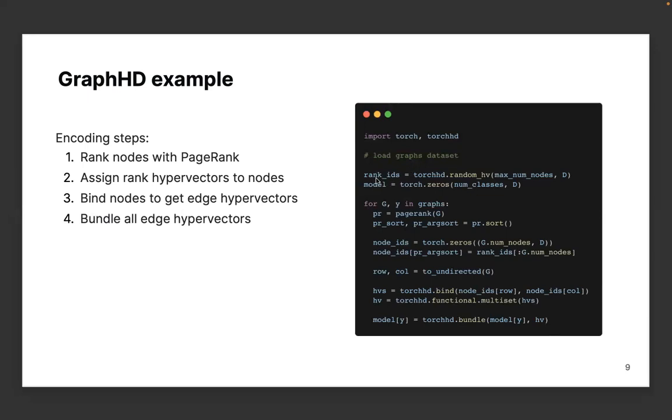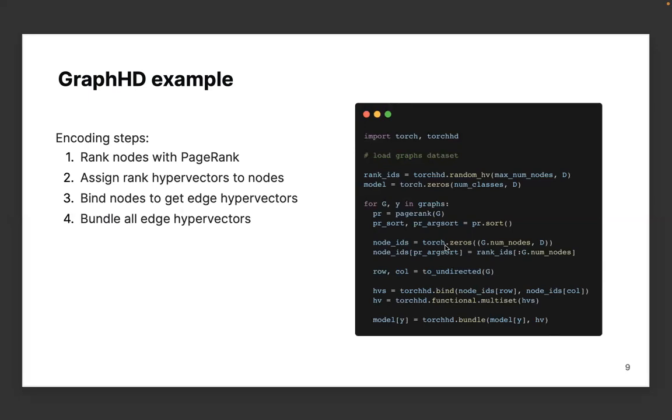And in code, I'll leave out the code to create or load the dataset of the graphs, but we start with creating hypervectors for all the ranks. So the first index 0 in this tensor would be the hypervector of rank 1, and then rank 2, etc. Then we create our model for classification, which starts with all zeros for the number of classes. Then we loop over all the graphs, so we get a graph G and its class Y. We apply a PageRank on the graph. We get PageRank values for all its nodes. We sort them to get the rank, so the argsort gets the ranking. We now select the rank IDs based on the order specified by the PageRank.